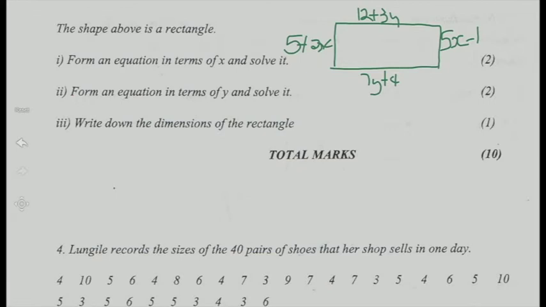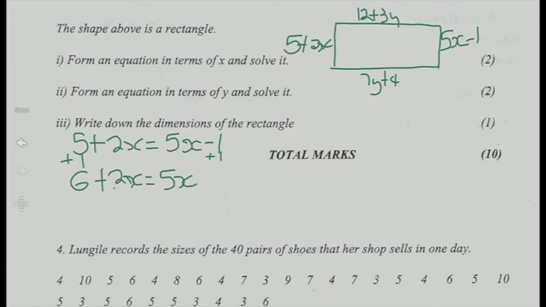We have to form an equation in terms of x, and the x here is the breadth. So for the first figure, it's going to be 5 plus 2x, which is equal to 5x minus 1. Collecting like terms here, we add 1, leaving us with 6 plus 2x is equal to 5x.